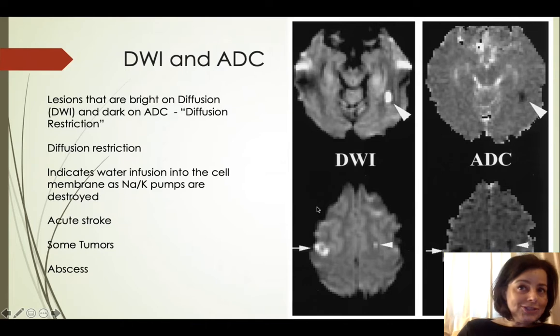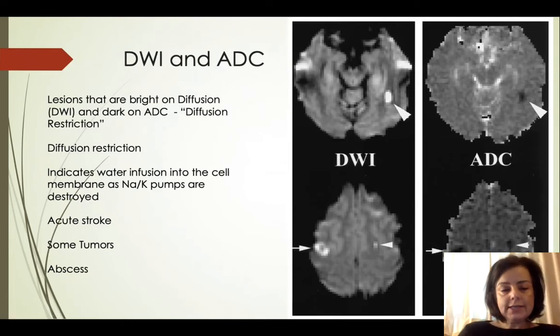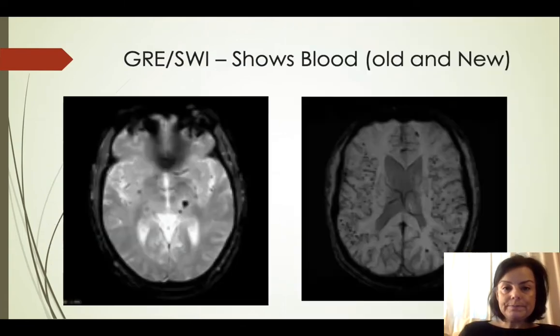Now, acute ischemic stroke is by far the most common thing you're going to see that diffusion restricts, but some tumors will, and importantly, abscesses can. And so sometimes, in neurosurgery, when we're concerned that there could be an abscess, an MRI can be a helpful study, including these sequences, DWI and ADC, to see if there's diffusion restriction.